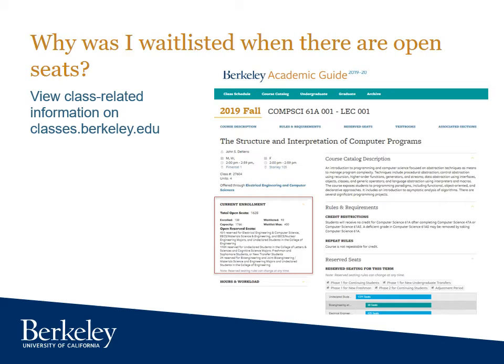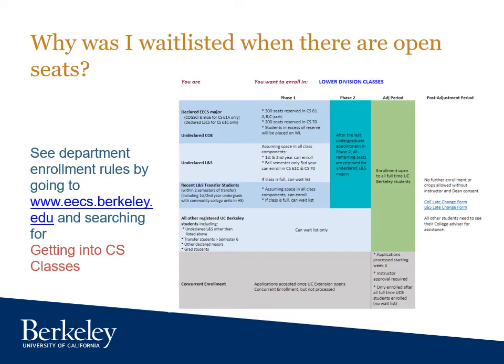Also, if you want to know more about what these student populations are that we hold seats for, you can go to the eecs.berkeley.edu website and do a search for getting into CS classes. That's where you'll be able to see this chart, and then you can study it at your own leisure. These are our enrollment guidelines, and it's very clear by phase.